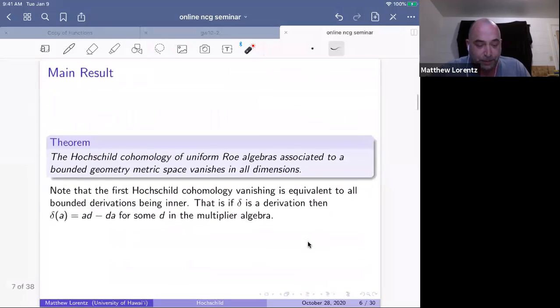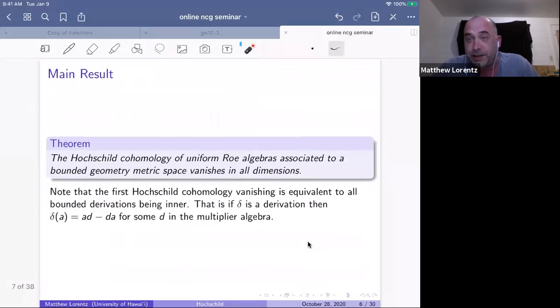So the main result for today is that the Hochschild cohomology of uniform roe algebras associated to bounded geometry metric spaces vanishes in all dimensions. So this whole project started when I was looking for a bounded outer derivation on the uniform roe algebra, and Rufus and I ended up showing that there are none. But that can be restated as the first Hochschild cohomology vanishing. So then from there, it's natural to ask what happens in the higher dimensions.